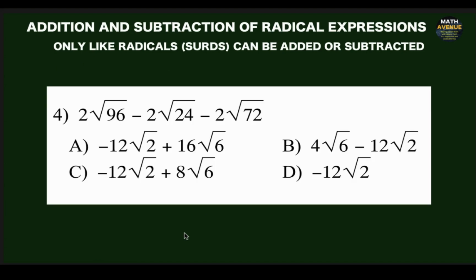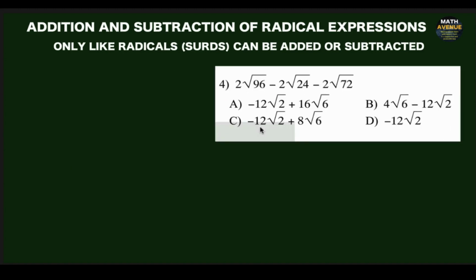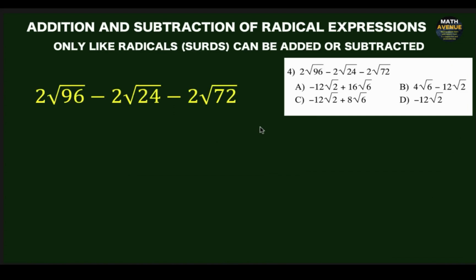Next example po. Ngunyan igwa na kita ang trinomial. 2 square root of 96 minus 2 square root of 24 minus 2 square root of 72. So gabos na mga radicals po, as written, they are not like radicals. So, i-simplify ta ng na sindang tulo. Ang problema ng ganyan is paano ta sinda i-simplify.